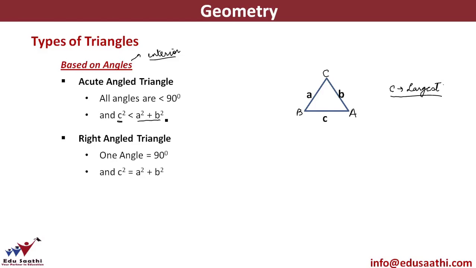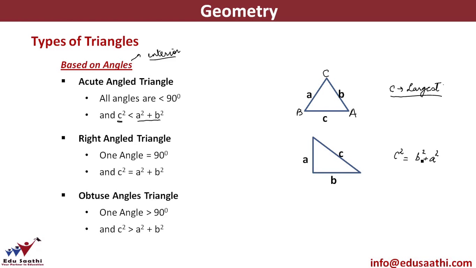Right angle triangle. One angle is 90. So that means the sum of the other two angles would also be 90. If I look at the property, I have a Pythagoras triangle where c square, that means hypotenuse square, is equal to base square plus perpendicular square. So this is a property that has been applied in a right angle triangle.